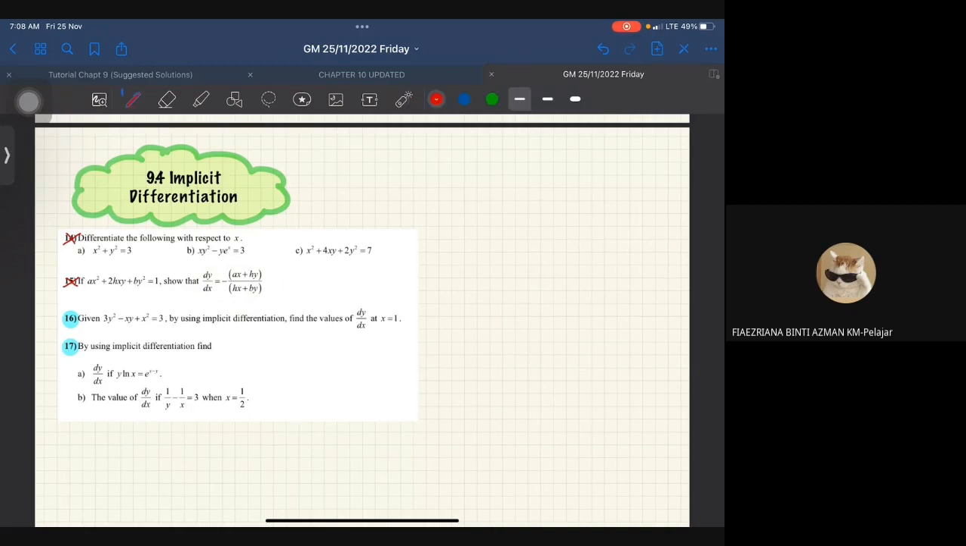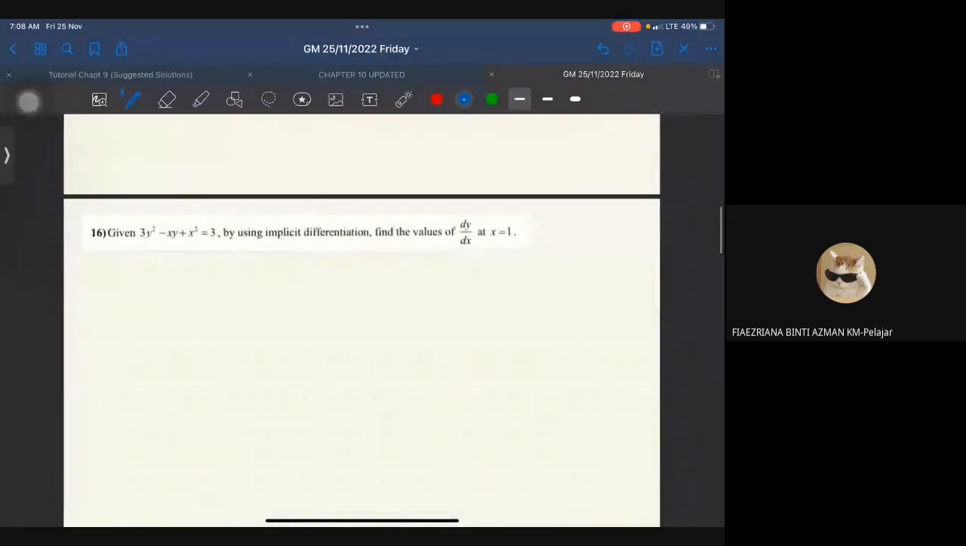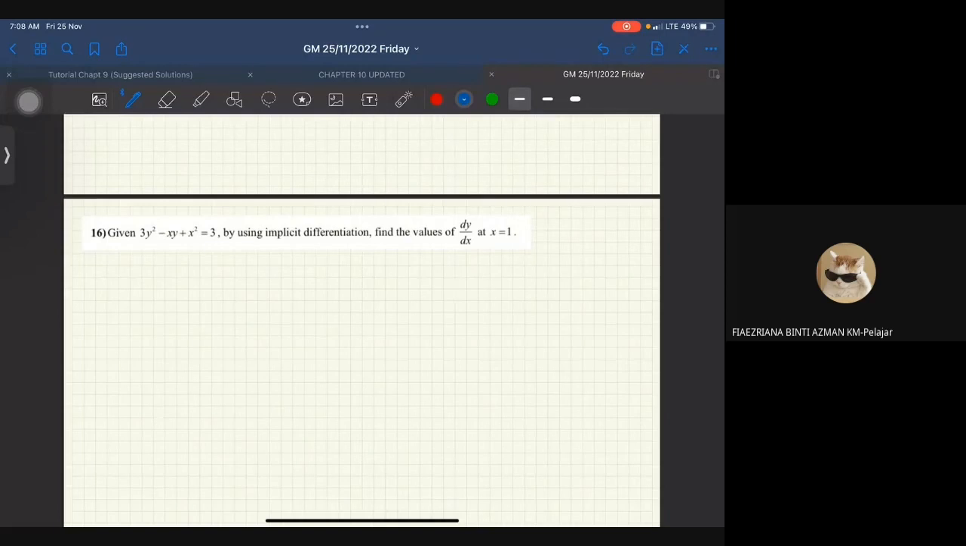Okay, so kita nak discuss number 16 and 17 ball. Kalau sempat, 17 ball. Okay, so saya nak tengok nombor 16 dulu. Alright, so jom. So number 16. Okay, so let's take a look at this question. So dia kata dekat sini, given 3y square minus xy plus x square equals to 3. Okay, and then by using implicit differentiation, find the values of dy dx at x equals to 1.